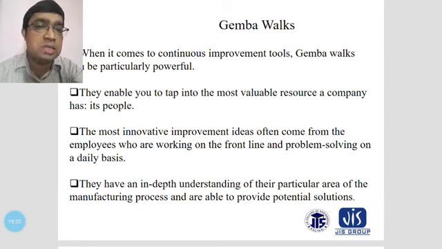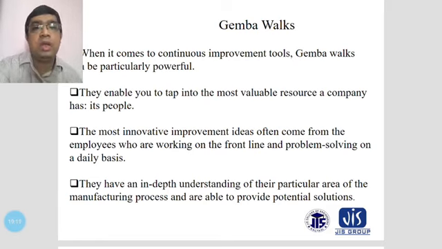And another thing, the most innovative improvement ideas often come from the employees who are working on the front line and problem solving on a daily basis. Basically, this comes from the employees.